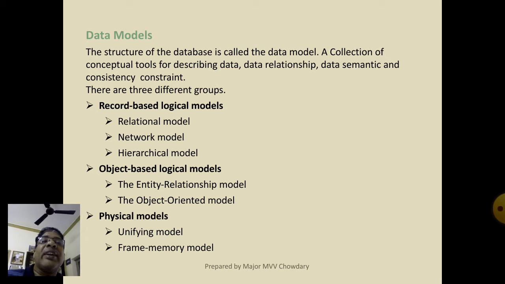There are three different groups: record-based logical models, object-based logical models, and physical models. Record-based logical models can be divided into three types: relational model, network model, hierarchical model. Object-based logical models can be divided into two types: the entity relationship model and the object-oriented model. The physical model is of two types: unifying model and frame memory model.